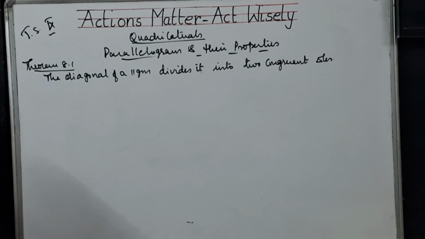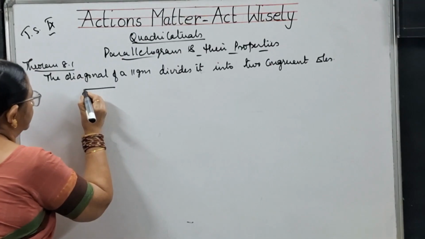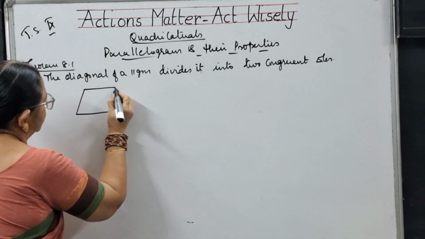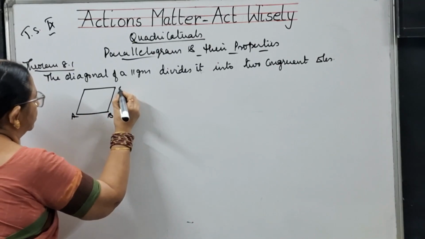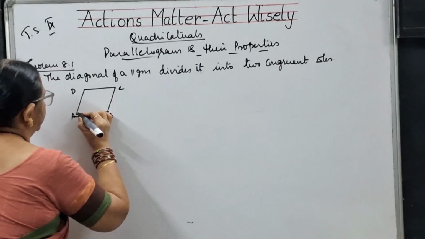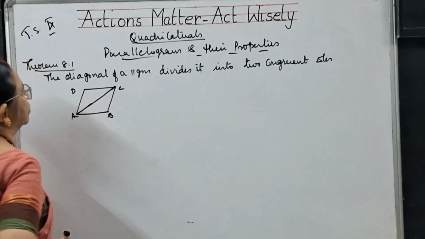I am now dealing with quadrilaterals of ninth class, parallelogram and their properties. In that, theorem 8.1: the diagonal of a parallelogram divides it into two congruent triangles. This is a theorem. So let me consider ABCD is a parallelogram and AC is the diagonal.